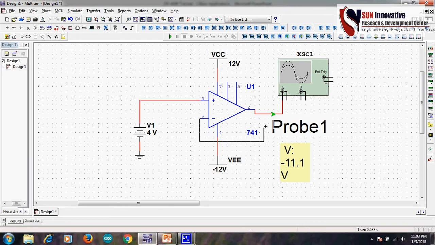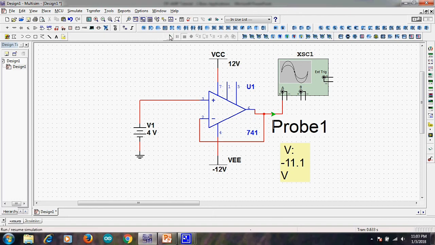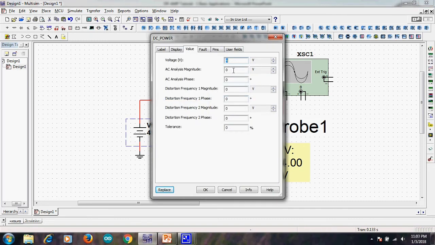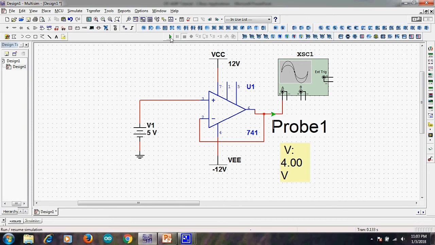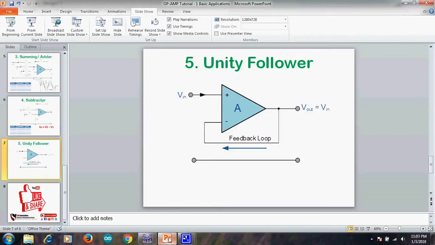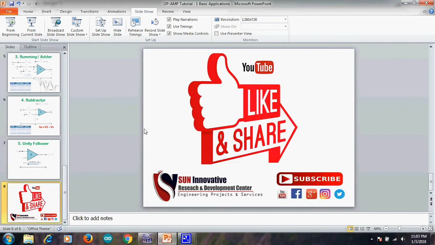So you just revert the connection and try to simulate. It is coming perfectly. Now change the value to 5 voltage, so the output voltage is 5 voltage. Okay. Now this is the working of the unity or feedback follower. Okay, thank you everyone.